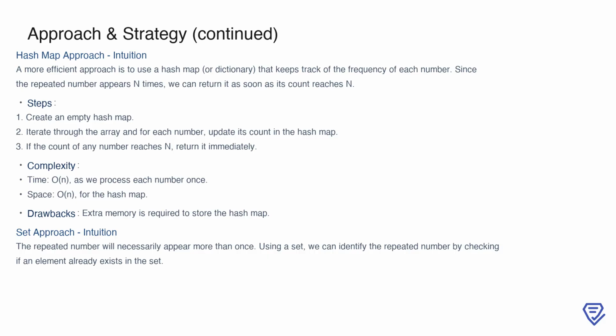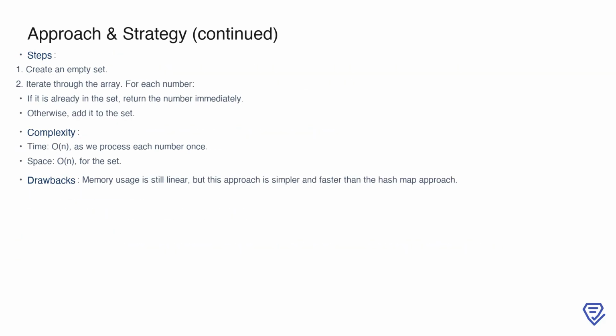However, a drawback is the additional memory required for the hash map, which can be a consideration for extremely large inputs. Additionally, there's another efficient option, the set approach. Rather than counting occurrences, it leverages the fact that the repeated number will necessarily appear more than once. Using a set, we can identify this duplicate directly. Let's explore how the set approach works.